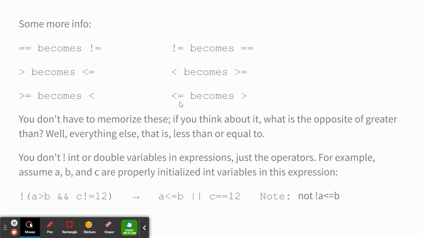So here's a little summary. You don't have to memorize these. I mean, if you think about it, what's not less than something? Well, it's everything that's either equal to or greater than. And you'll get used to it.